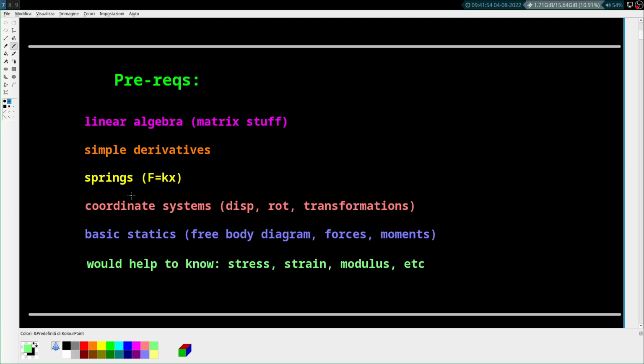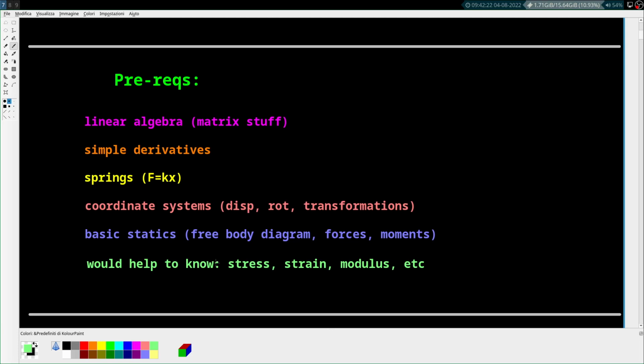Congratulations. Coordinate systems. You should know kind of what 3D space looks like, right-hand rule, the axes, translations, rotations, even transformations. I'll talk about that a little bit in the video. You have to know very, very basic statics. It's not even hard. You should be able to decipher what my free body diagram drawings are showing you, what that even is. You have to know what a force is, a moment, which is just a torque, right?